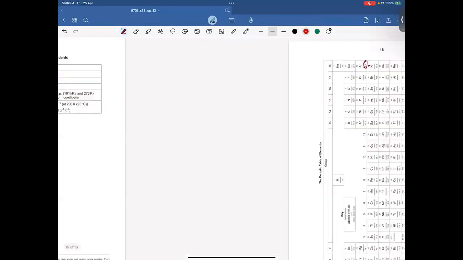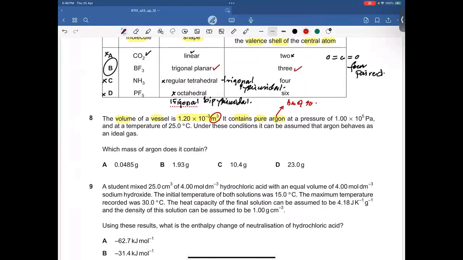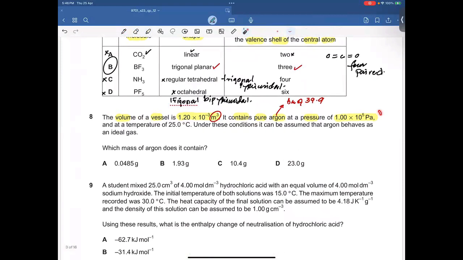39.9 actually. Okay, it's okay. 39.9. Fine, no issue. AR is basically 39.9, at a pressure of this. So again, this pressure is given in Pascal, so we don't need to go for conversion in this case. At a temperature of 25 degrees Celsius, since temperature is given in degrees Celsius, we need to convert it into Kelvin, and for that we need to add 273 in it. So 25 plus 273 is going to be 298 Kelvin.